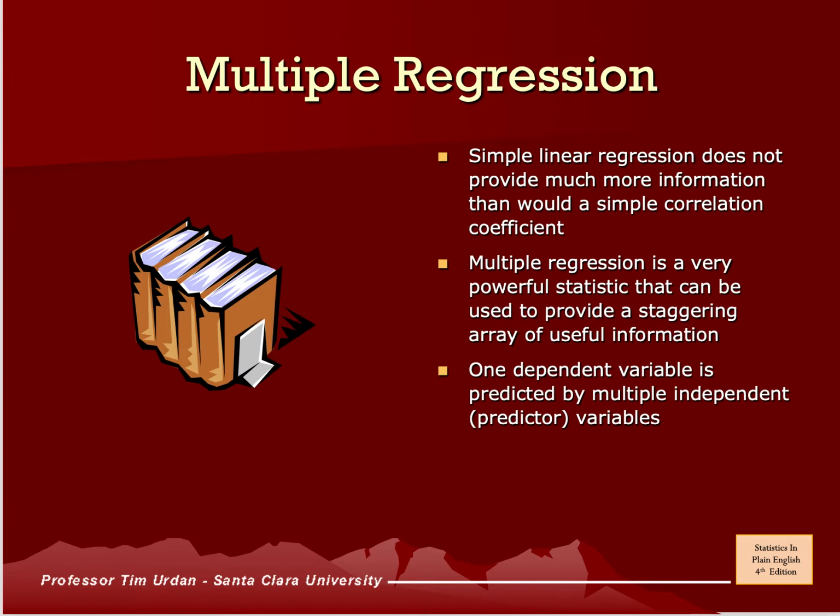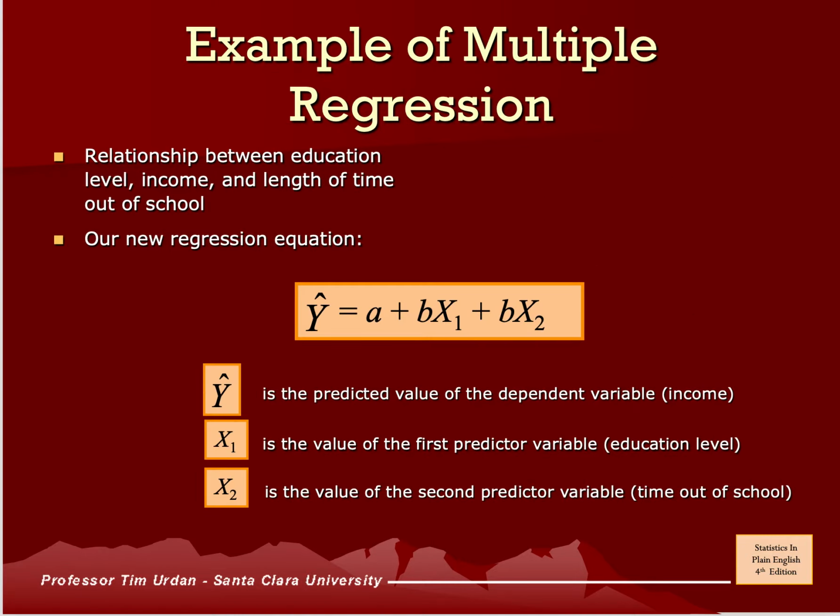Now, a multiple regression is going to provide us more information than a simple linear regression. It's very powerful in the sense that I can start looking at multiple factors that might result in an outcome. But again, it's going to have one dependent variable. So an example of this could be the relationship between education, income, and length of time out of school. So we may see that both of these factor into income.